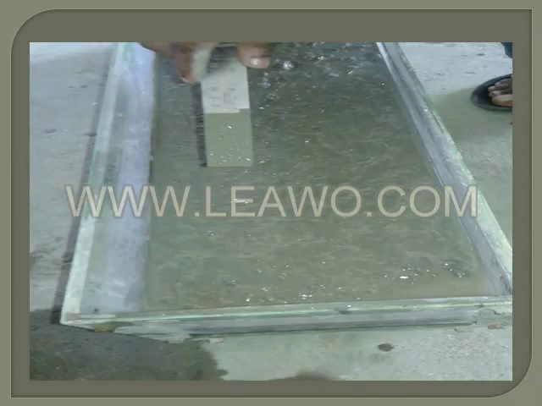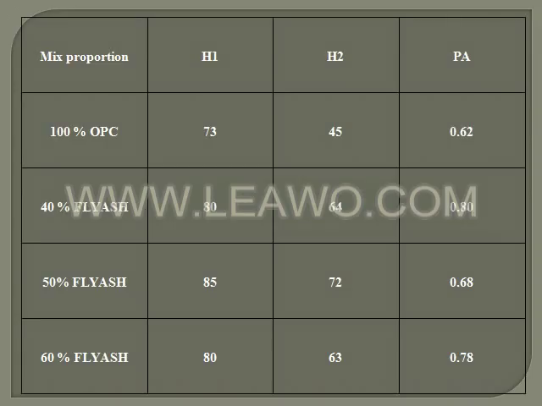The heights of concrete passing in the L-box were obtained, and this picture shows the clear identification of the height of the concrete passing in the box. The tabular column shows the result of L-box testing. The first column indicates mixed proportions, and then the second and third columns indicate H1 and H2. Last is the passing ability of the concrete.